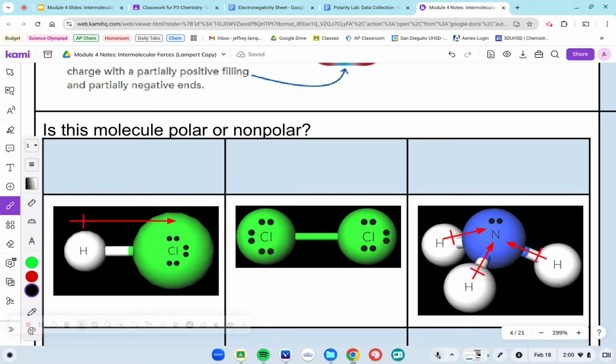Well, so on this one, is this bond polar? So if the bond's not polar, we can't really have a polar bond. So if you only have non-polar bonds, the molecule is also non-polar. I'm not disagreeing with you, I'm just explaining. Does that make sense?